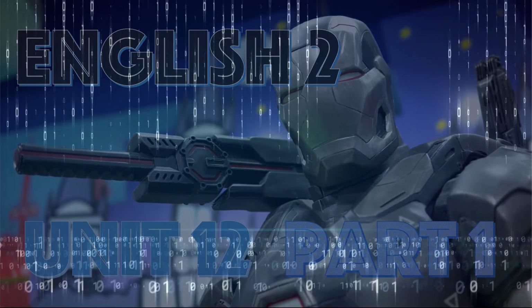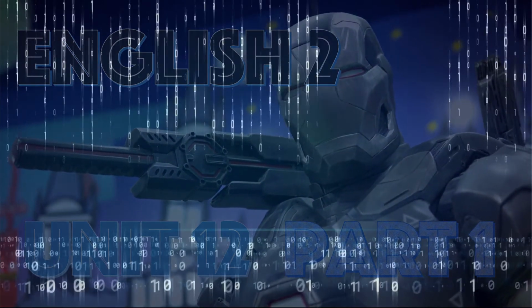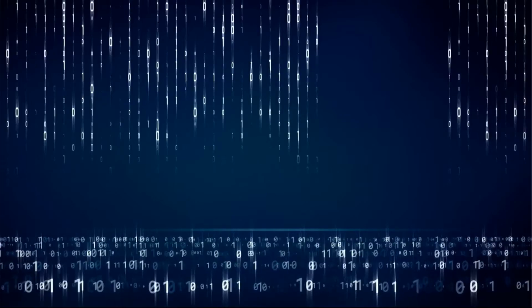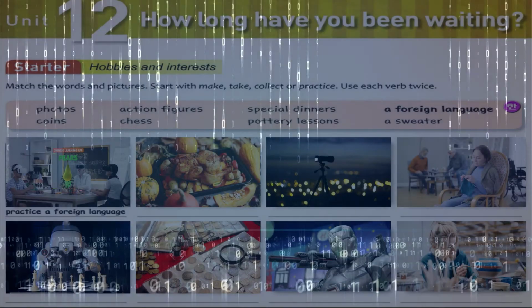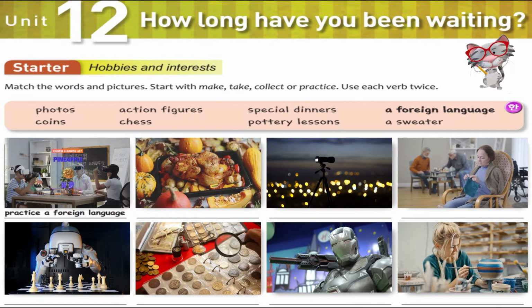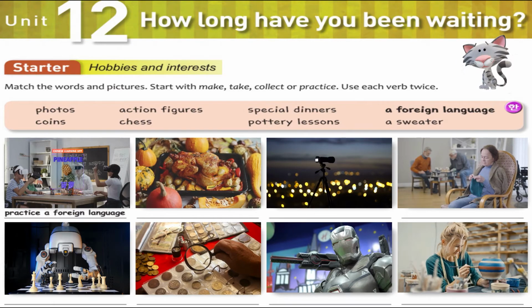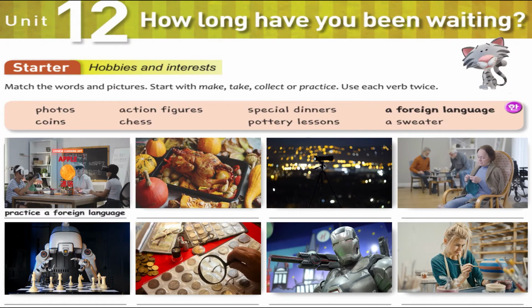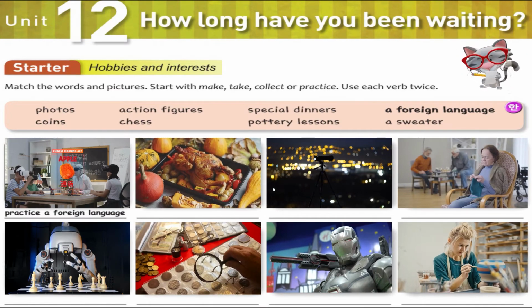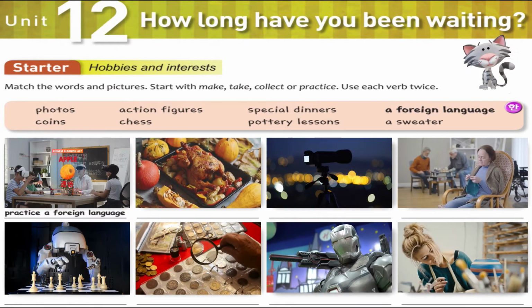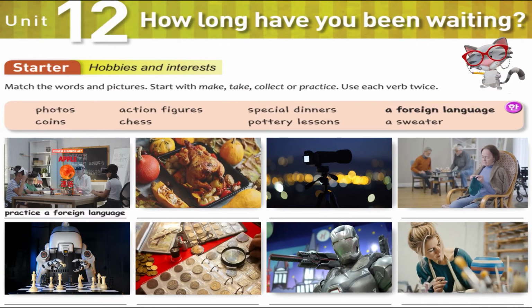So we hope you enjoyed our intro to English 2, Unit 12, Part 1, which is a demonstration of our hobbies and interests. Inside the Matrix. Which is what we are talking about in Unit 12. How long have you been waiting? For a long time, Professor Neil. Yes, since Unit 1, we have been waiting for this moment. Unit 12, our final unit, our final destination in Fast Track 2, English 2.